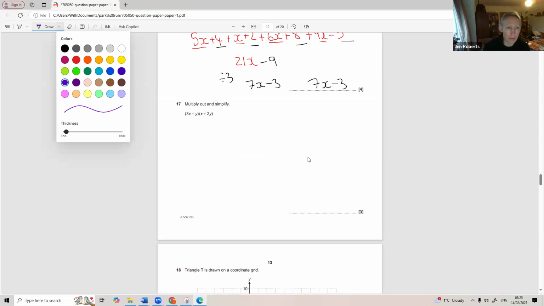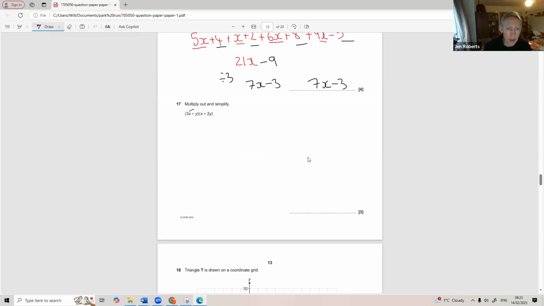Multiply out and simplify. So 3x times x is 3x squared. 3x times 2y: 3 times 2 is 6, x times y is xy. Y times x is just yx. Y times 2y is 2y squared.